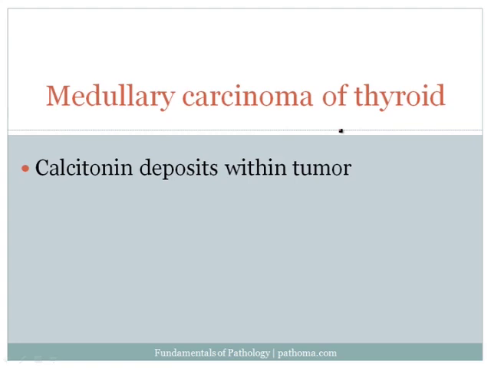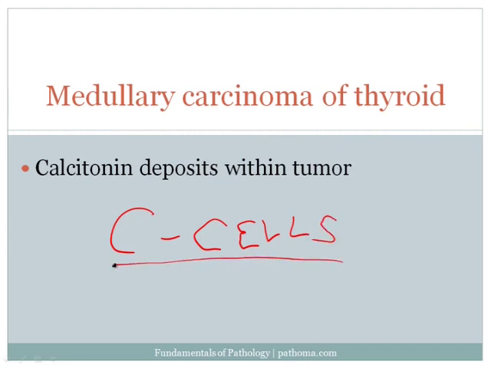And the final localized amyloidosis arises in medullary carcinoma of the thyroid. Recall that medullary carcinoma of the thyroid is a tumor of the thyroid derived from C cells. And C cells are neuroendocrine-derived cells present within the thyroid that produce a protein called calcitonin. Now, if there is a tumor of C cells, then there is overproduction of calcitonin, and part of that excess calcitonin can deposit within the tumor, creating amyloid in association with medullary carcinoma of the thyroid.